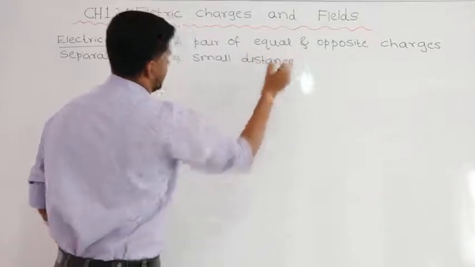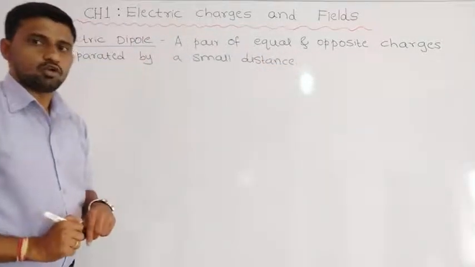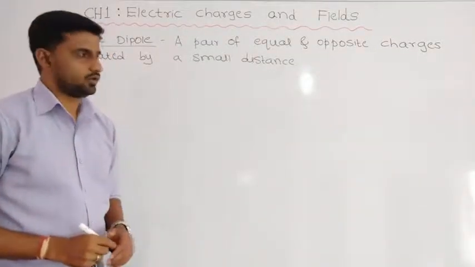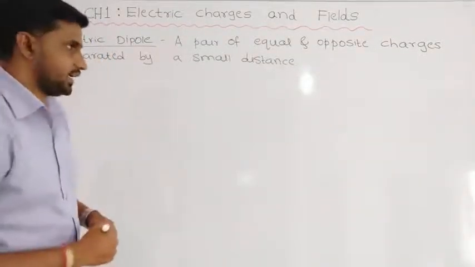Then it is called as electric dipole. A pair of equal and opposite charges separated by a small distance is called electric dipole. Now let us see what is the meaning of electric dipole.